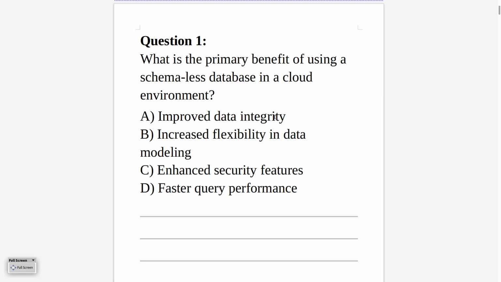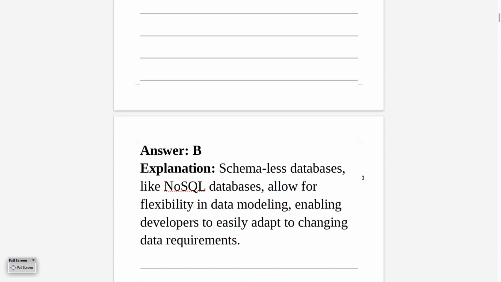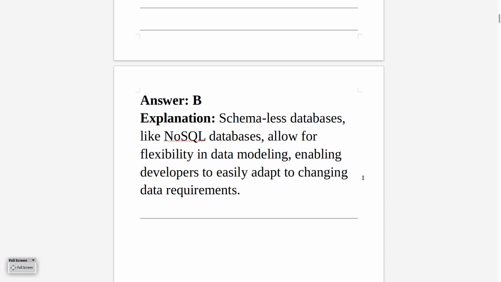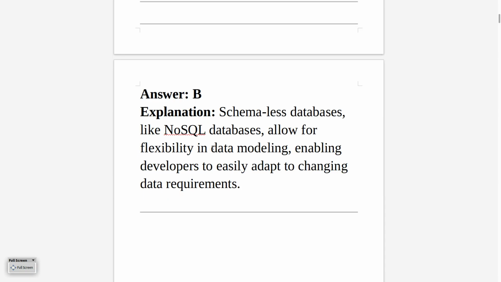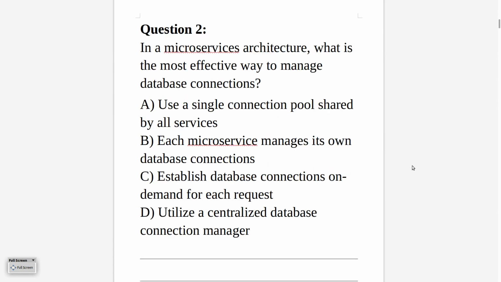So I don't think it's got anything to do with data integrity, at least it wouldn't improve it. Security is nothing to do with this, and I actually think performance might possibly not be as good. I don't think it's as easy to index. So I'm going to go with B, increased flexibility. Let's see what the answer is. And I was right. Schemaless databases like NoSQL databases allow for flexibility in data modeling, enabling devs to easily adapt to changing data requirements.